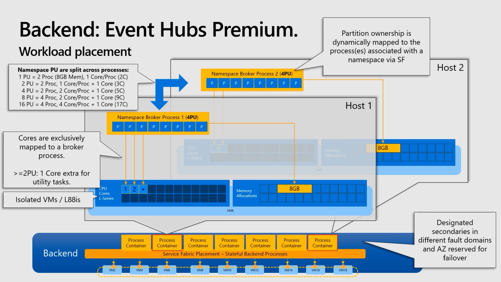But you get guaranteed cores and guaranteed memory alongside with that. That goes up to 16 PU. With 16 PU, you get 4 processes spread across the cluster, each with 4 cores per process, plus another utility core, so 17 cores total in that cluster. So you're getting effectively a cluster in a cluster that's completely isolated for you, but gets the economies of scale of a multi-tenant cluster.